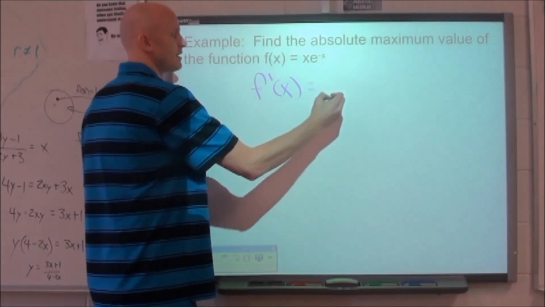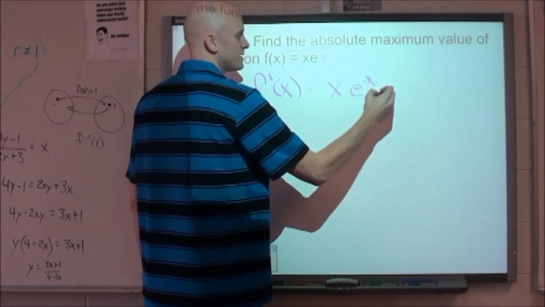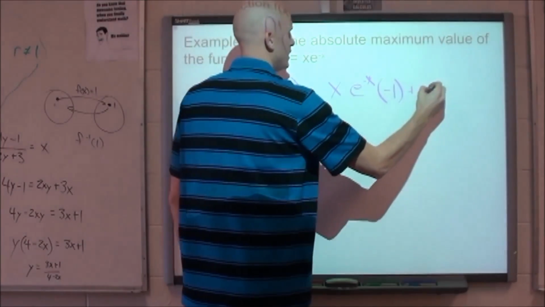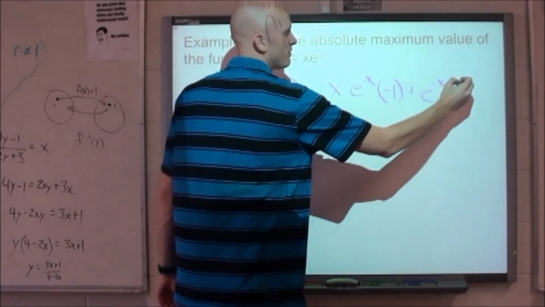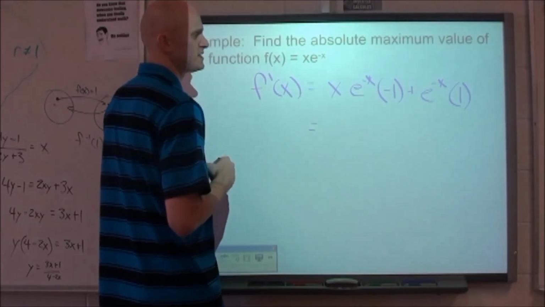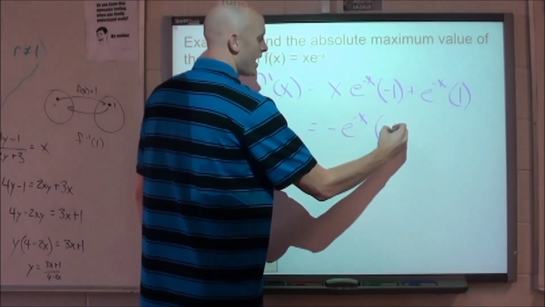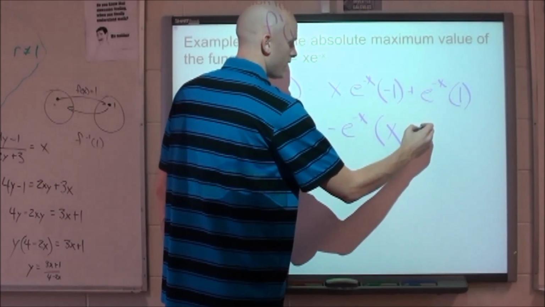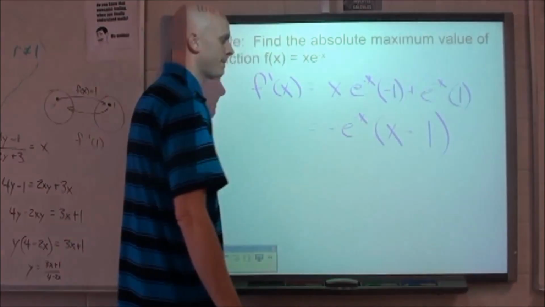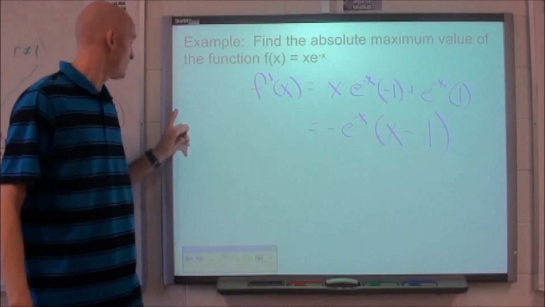F prime of x is equal to, this is a product, so we'll use the product rule. First, derivative of the second, which is e to the negative x, multiplied by the derivative of the inside, it's negative 1, plus e to the negative x multiplied by the derivative of this, which is 1. Simplifying there just to make it a little bit easier, if I factor out a negative e to the negative x, I'll have an x and a minus 1. So I just factored that to get it in form so that we can actually find the zeros.